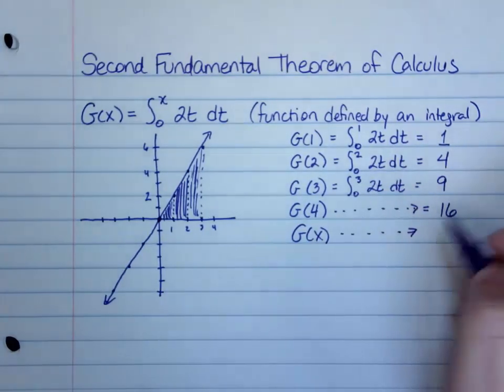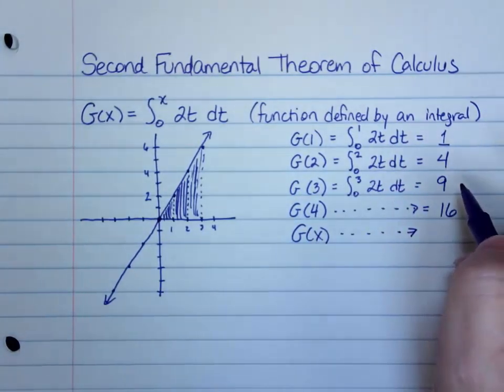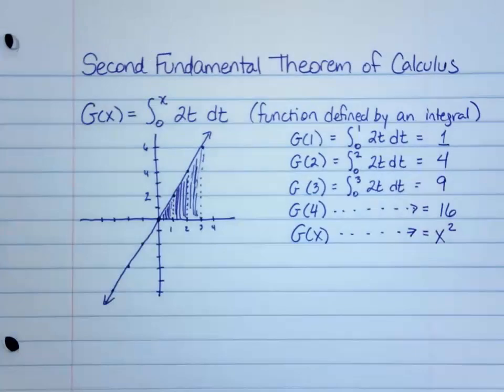So I can now say that G of X, what's the function that G of X is defined to be? X squared. It's X squared. Very good. Isn't that interesting?